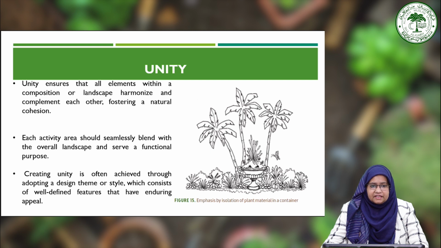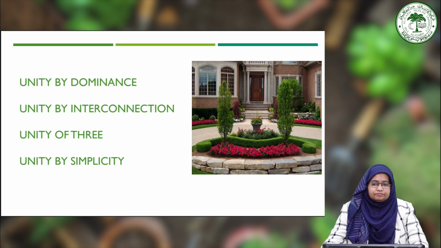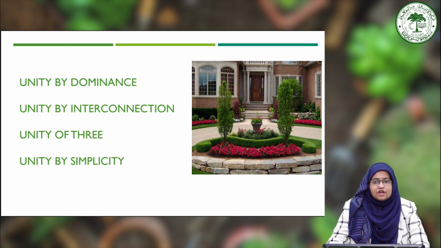In this figure, we can see the isolation of plant material in container from the other plants creating a unity. The unity can be created by dominance, interconnection, unity by three, and by simplicity. Unity by dominance.